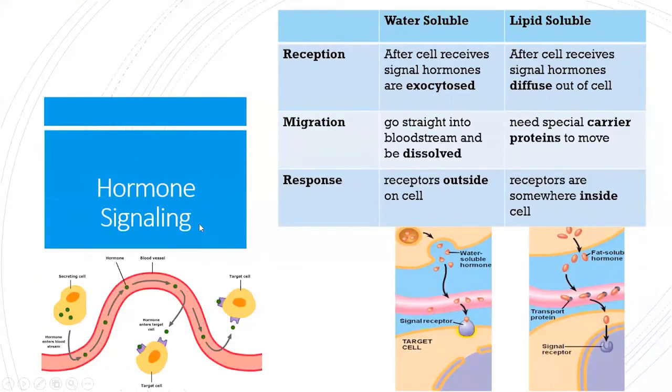All right, so now let's talk about some hormone signaling. So first we need to know that there's 2 main categories for hormones, and it affects how they're going to go through reception, migration, and response. So you've got water soluble and then lipid soluble.